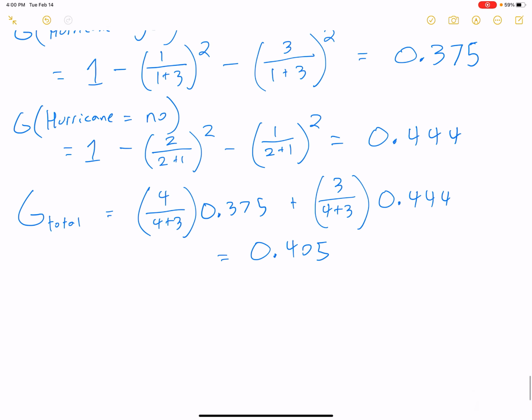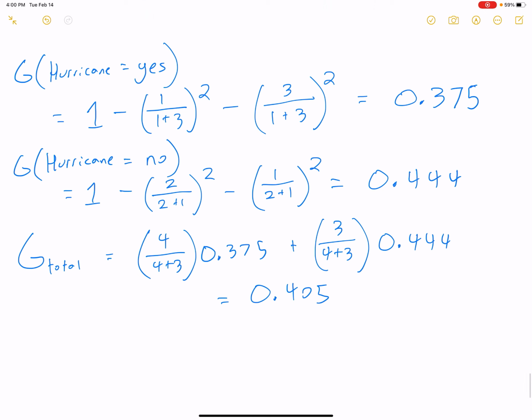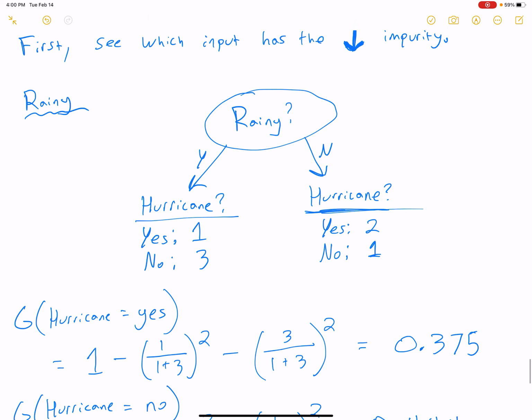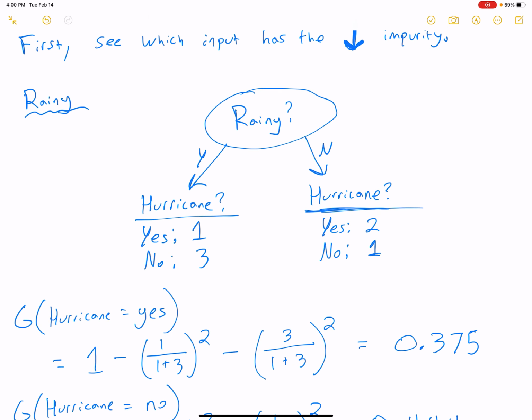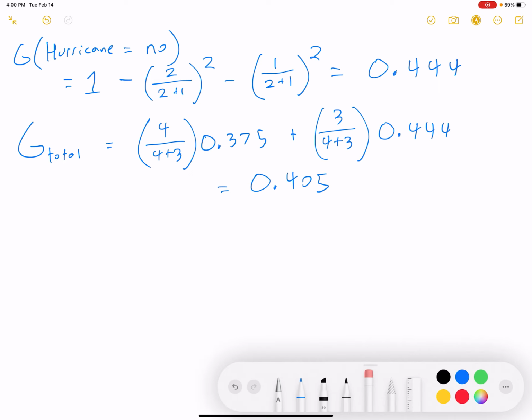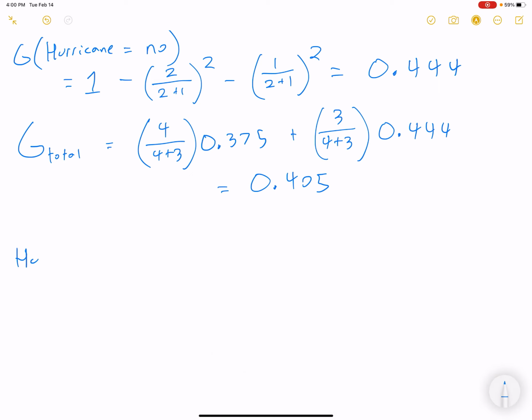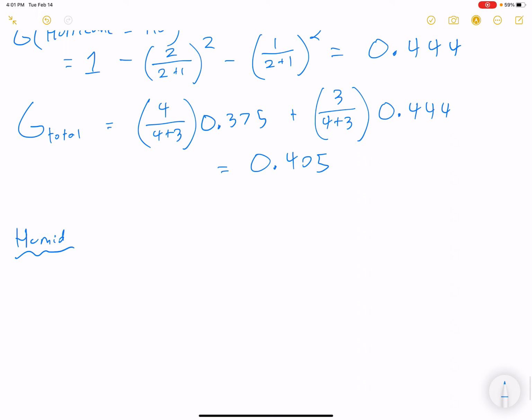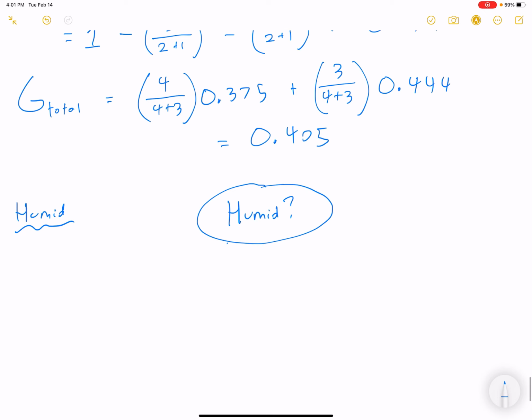We now do it for our... Sorry, I'm confused. Why do you split on rainy? We're splitting on each of the possible inputs and comparing their Gini impurity. So we just split on rainy. Now we're going to do the same thing on humid. And don't worry, we're not going to evaluate it with as much detail as we did for rainy. But same thing. Now we're saying, okay, that's what would happen if we had split on rainy. Now let's see what would happen if we split on humid.